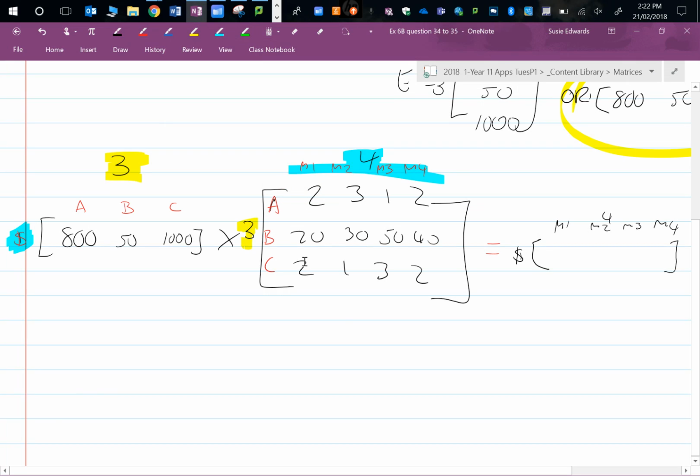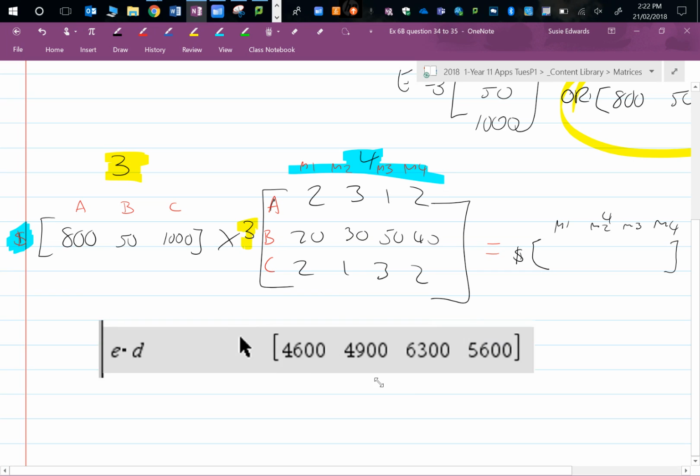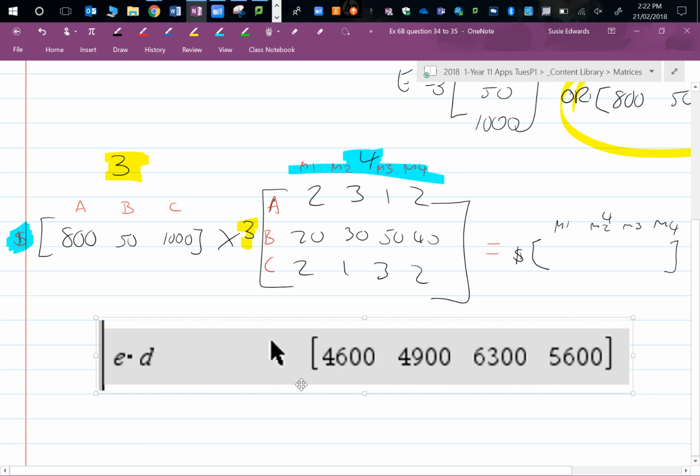So the question actually says to us, what does this answer actually mean? If we think about what labels we just put on the columns and the rows, what does it actually mean? The amounts. It's the amount, the cost of making model 1, model 2, model 3, model 4. Can you see how the titles can help you actually get there?